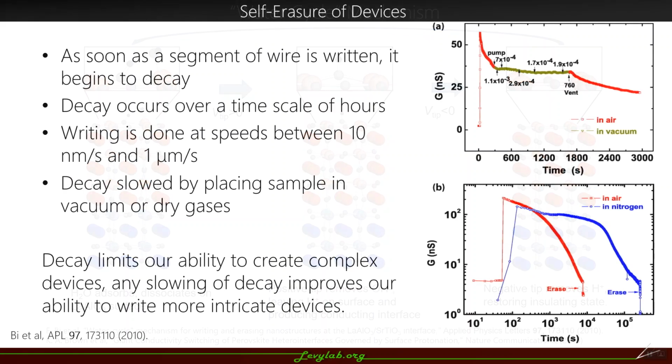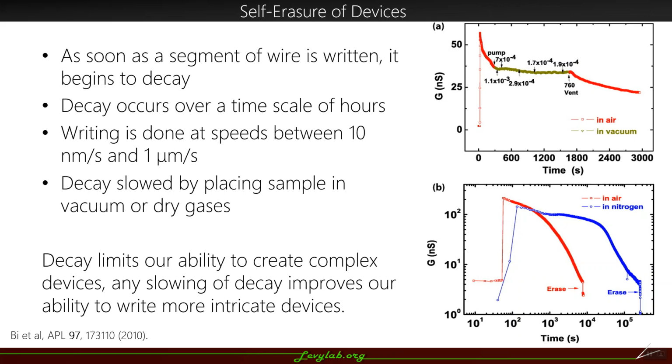However, due to the excess ions in the air, we find that as soon as we write a segment of wire, it begins to decay. And this decay occurs over a timescale of hours. However, given that our writing is typically done for speeds between 10 nanometers per second and 1 micron per second, this severely limits our ability to create large and complex devices.